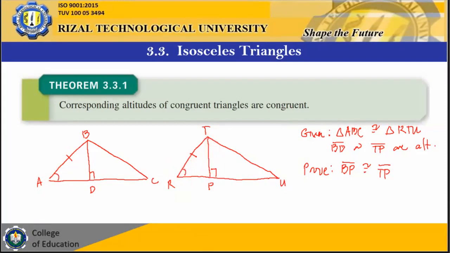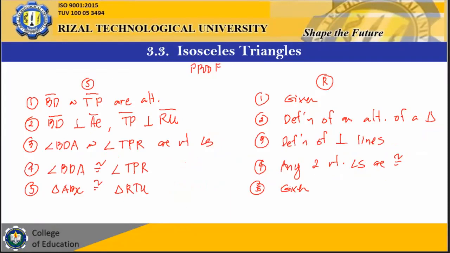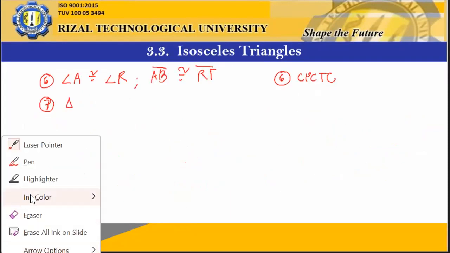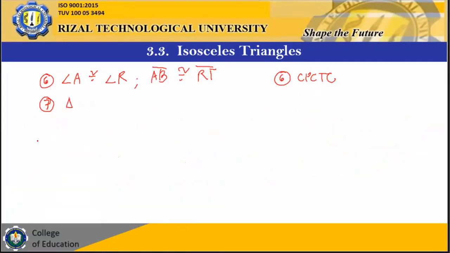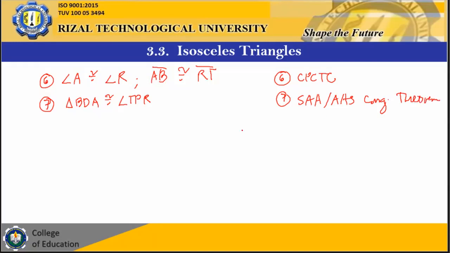Can you follow? Yes, sir. So triangle BDA is congruent to triangle TPR. Okay, that is side angle or angle side congruence theorem. O, tignan nyo ha, ginagamit natin yung mga pinag-aaralan natin.